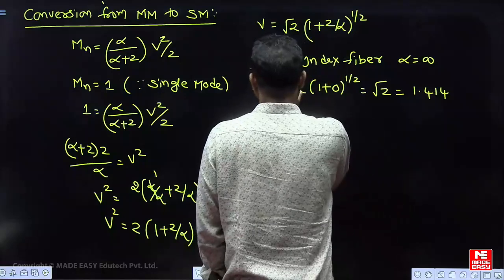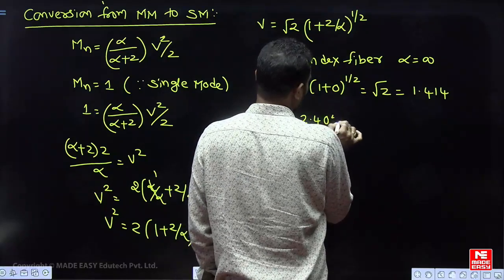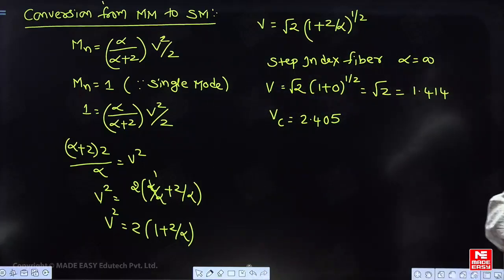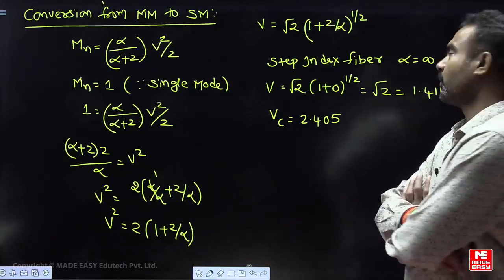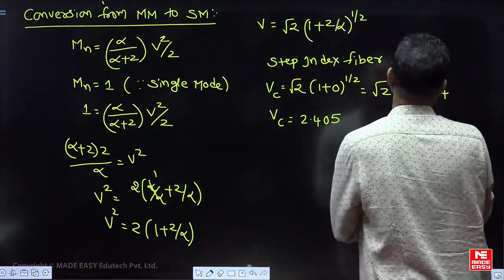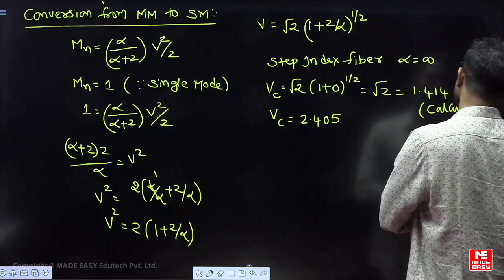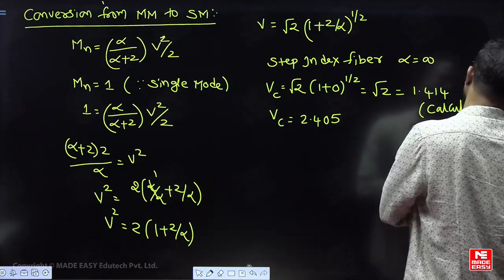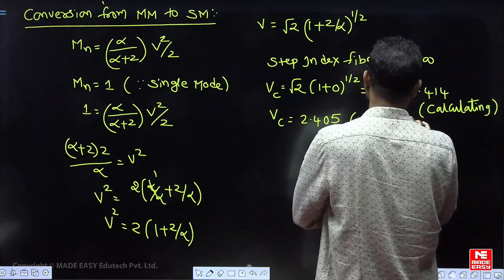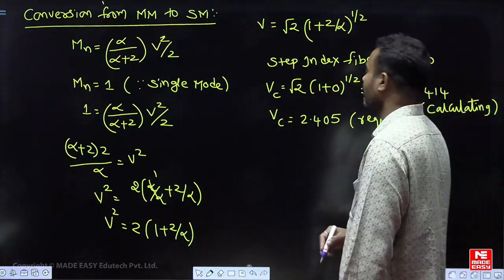But the value of V required to definitely have a single mode fiber is 2.405. Is it clear to everybody in the class? The required value of Vc is equal to 2.405. But what is the value of Vc we are getting here? The value of Vc we are getting is 1.414, obtained by calculating, and this is the required one. So it is not satisfying the condition when we put the formula for single mode.